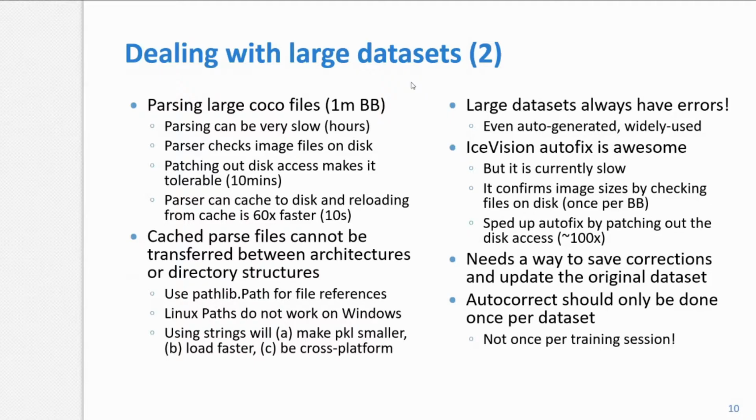We use autofix in IceVision. This is an awesome feature. I love it. But again, for large COCO files, it's pretty slow. It also confirms image sizes by checking the files on disk. And that's once per bounding box. Again, I patched that out, and that resulted in a huge speed up of autofix, like around 100x. And this will, of course, vary with your file system and your processor and so on.